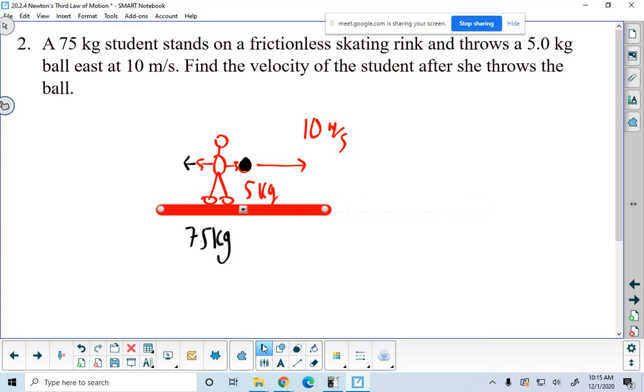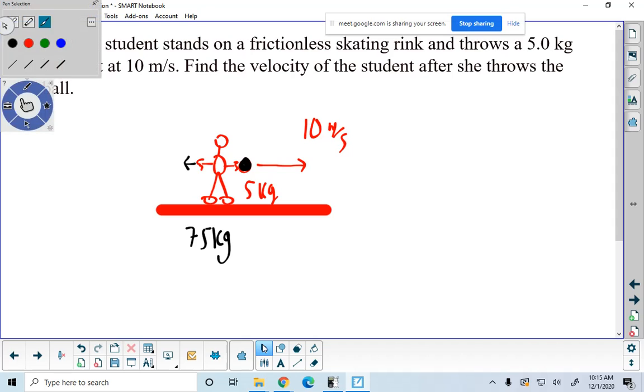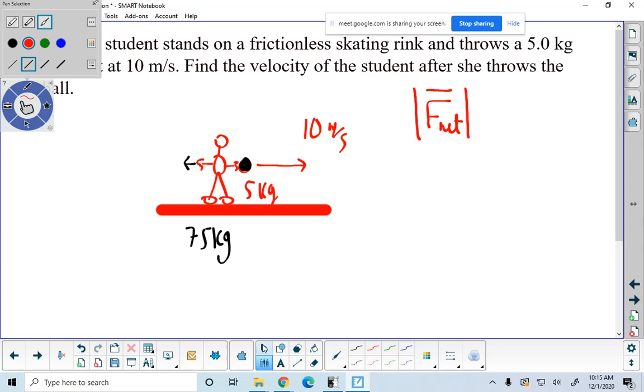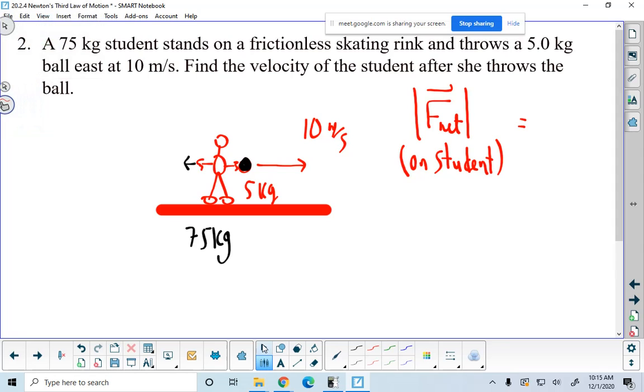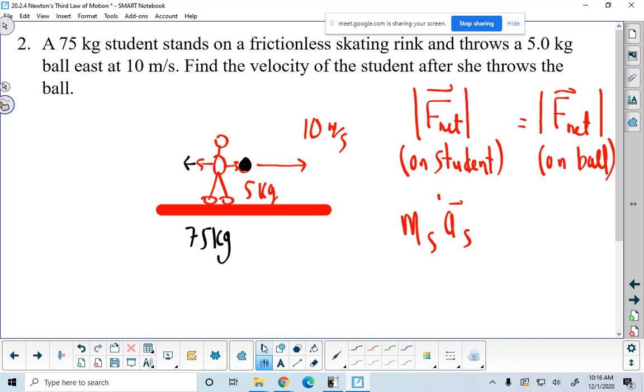You say that the magnitude of the net force on the student is equal to the magnitude of the net force on the ball. Now look at what we have to put in. We have to put ma here, but of course this is for the student, so I'm putting subscripts here. The S stands for student. And on the other side I have m of the ball times the acceleration of the ball.